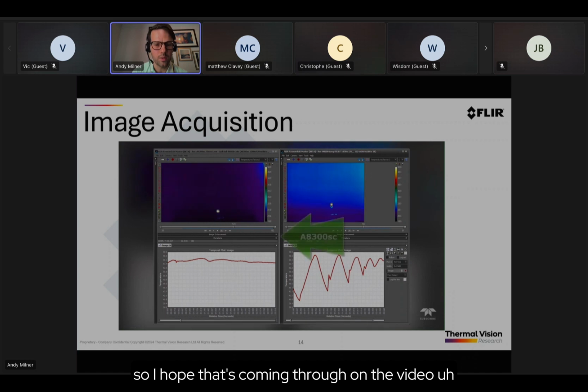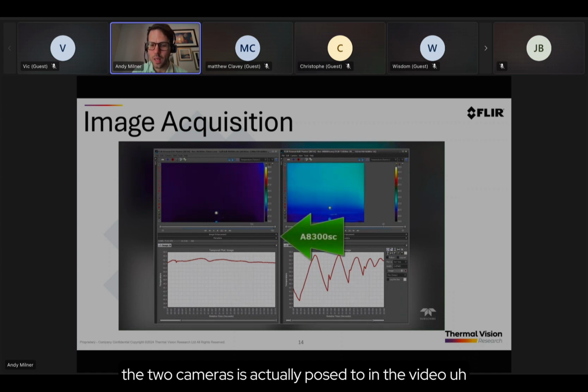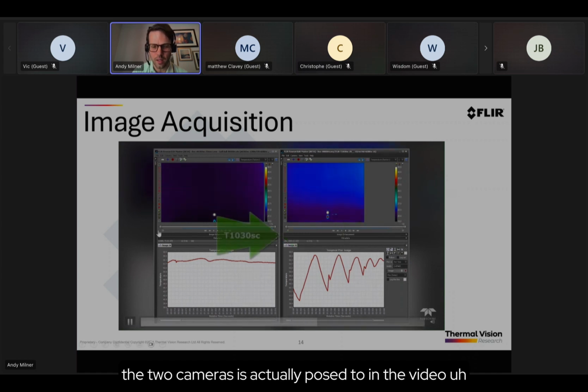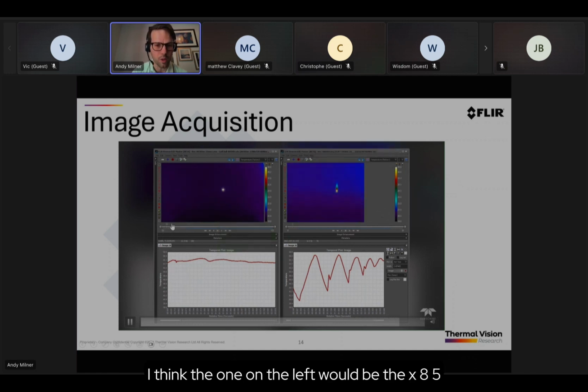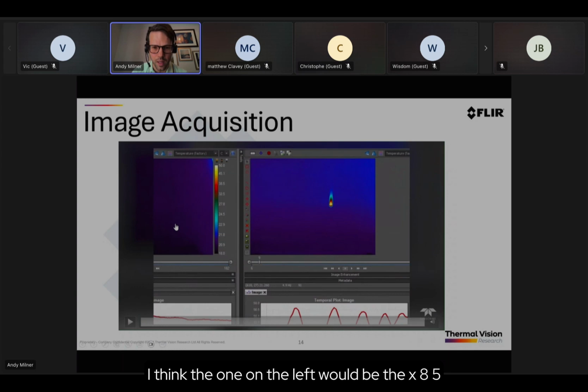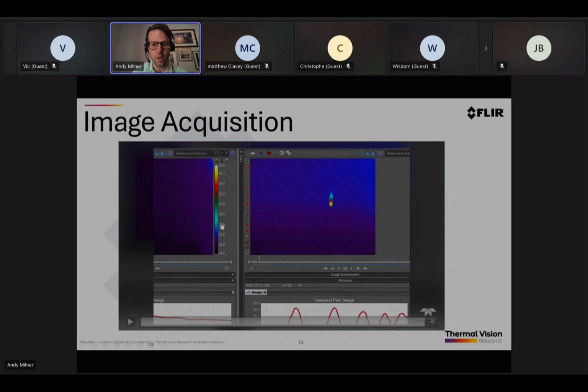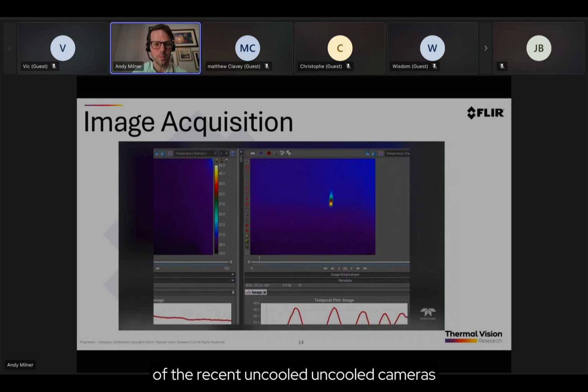So I hope that's coming through on the video. The two cameras it's actually pointed to in the video are no longer around. They've been replaced. I think the one on the left would be the X8580 now, and the one on the right looks like it was a handheld camera, I believe. But anyway, it's still the same for any of the recent uncooled and cooled cameras.